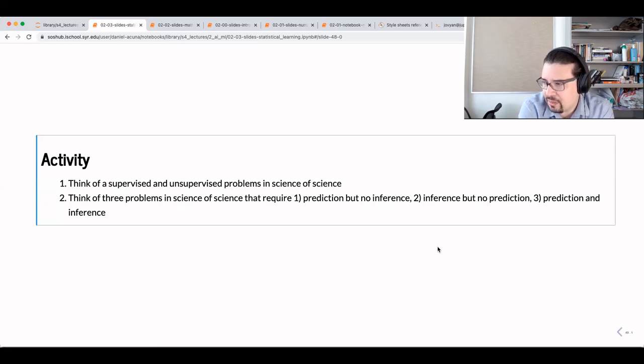OCR can be supervised, right? Because you can have, let's say, an image, and you might have a human who annotated it, so you know, at least at the human level, what the characters should be, where, and what the words are, and you can try to learn a mapping between the image, the pixels, and those characters.